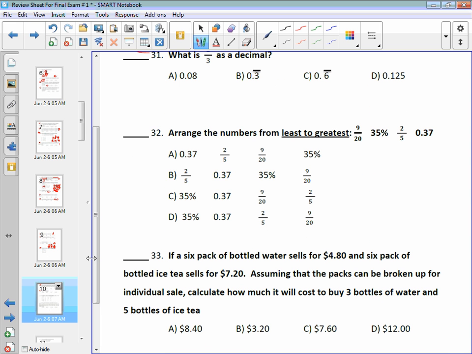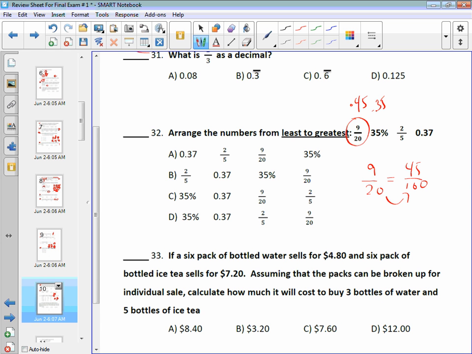Tricky, let me show this one to you. You need to change them all to decimals or all to percents. 9/20ths. If I show it to you here, this is one where you have to make an equivalent fraction out of 100. This becomes 45 or 0.45. This is 0.35.